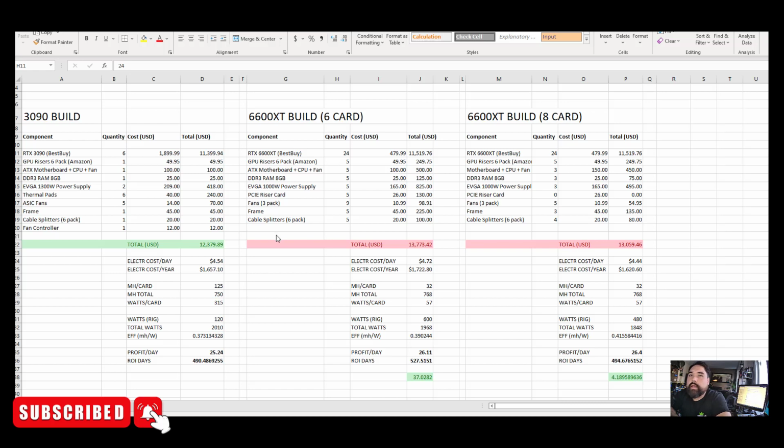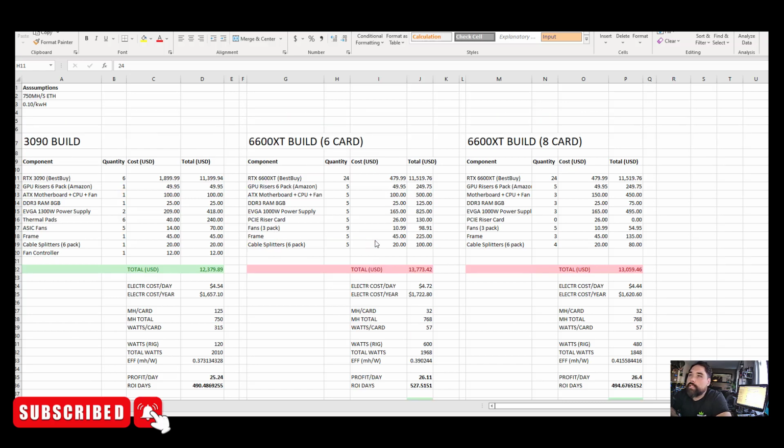And we're going to today compare the 3090 builds with 6600 XT builds. We're going to do a comparison between one base 3090 build with a six card rig, and we're going to compare that with the equivalent of six card rigs of 6600s and eight card rigs of 6600 XTs, or all 6600 XTs. A couple assumptions here is that we are trying to get 750 mega hash per second on Ethereum, and 10 cents per kilowatt hour would be the electrical rate here.